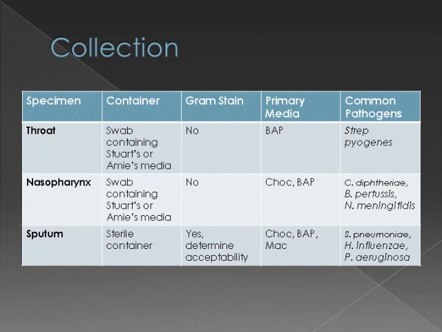A sputum specimen is collected into a sterile container, and it should be gram-stained to determine acceptability. If we see too many epithelial cells in a sputum specimen, this indicates contamination from the mouth, and we would want to call up to the physician or to the nurse and tell them that a new specimen needs to be collected. Generally, if you see greater than 25 epithelial cells in a sputum specimen, you should reject it. A sputum is then plated to chocolate, blood agar, and MacConkey's, and it is screened for common pathogens such as strep pneumoniae, Haemophilus influenzae, and Pseudomonas aeruginosa.